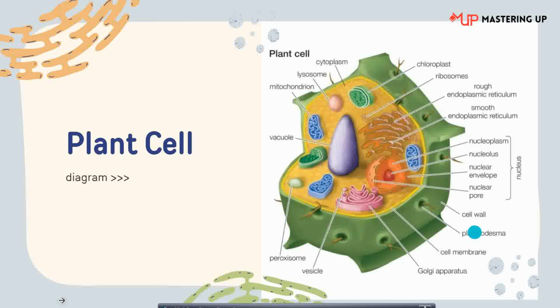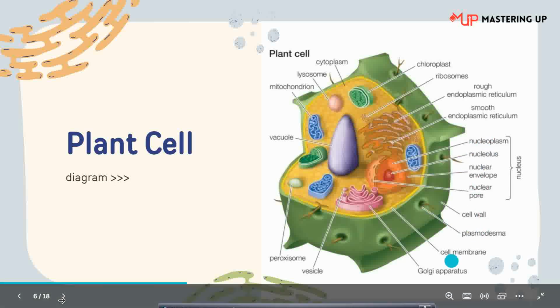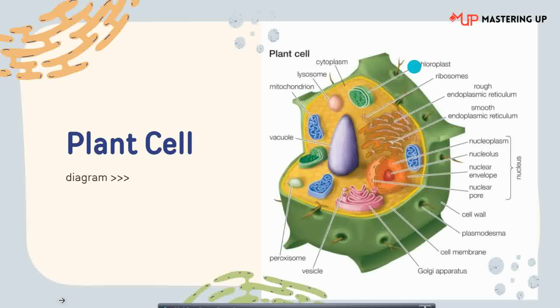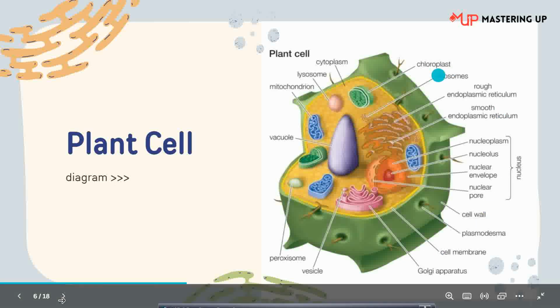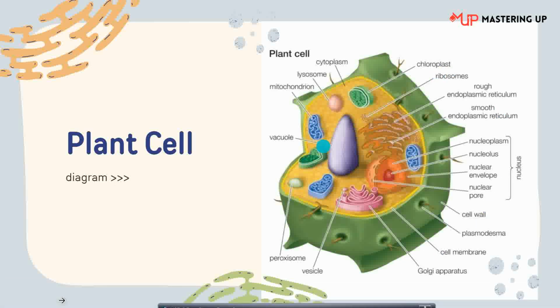Then we have plasmodesmata. Plasmodesmata connect two cells. We will discuss that in coming slides. We have the Golgi apparatus, we have vesicles, we have peroxisomes, chloroplast is there. Chloroplast, I think you know, helps in photosynthesis. We have ribosomes, we have rough endoplasmic reticulum and smooth endoplasmic reticulum. And as I told you, the large central vacuole is there. So this is the major structure of a plant cell. Okay, we will discuss some of the major organelles also.